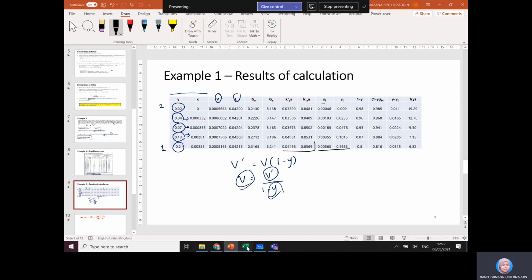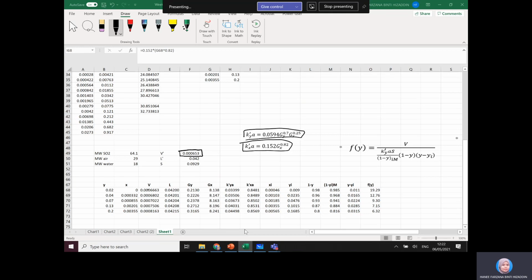You just need to go back to the design equation. So this is our design equation if we are using the gas phase film coefficient. So you need to use y and yim. After you get the yi at each point, you need this 1 minus y. So you calculate 1 minus y at each point. For example, at the top of the tower, y is 0.02, so 1 minus y is 0.98, and so on. At the bottom of the tower, y is 0.2, so 1 minus y is 0.8.